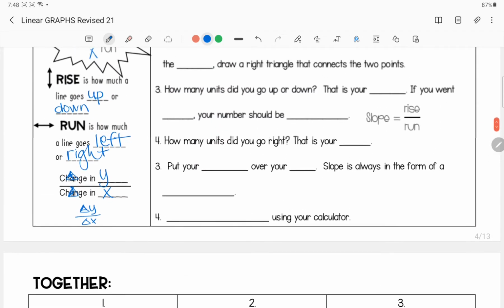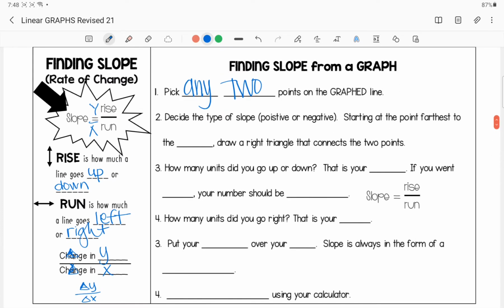So you are going to pick any two of those points. Once you've picked two of those points, you're going to decide the type of slope. Is it positive or is it negative? It could also be undefined or it could be zero. If it's undefined or zero, there's nothing more you need to do. You just write undefined or you write zero. But if it's positive, then we've got to find the slope.